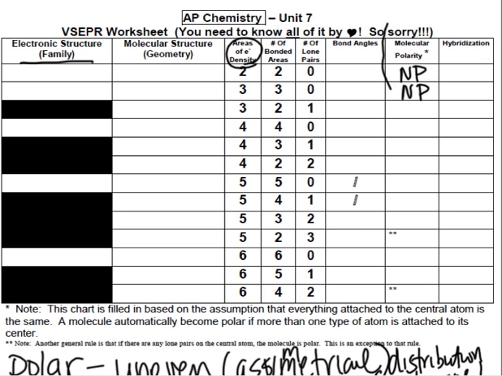Now the next one, if we have three areas, two bonds, one lone pair, that's what we just saw with JD. He had two bonds, one lone pair in his back. What happened? It was polar. Okay. Four areas, no lone pairs, tetrahedral, pretty even distribution, yeah? Nonpolar.